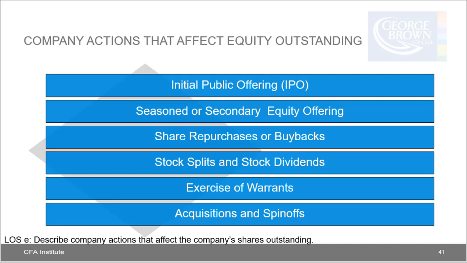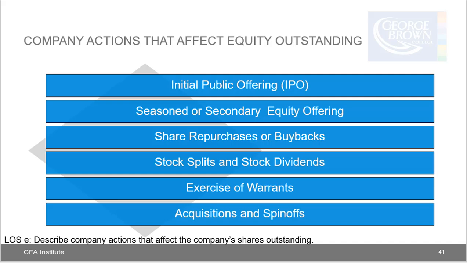Okay, so companies undertake major changes as they grow, evolve, mature, or merge with another company. Some of these changes result in changes to the number of common shares outstanding, the number of common shares currently held by shareholders. Various corporate actions can affect equity outstanding. Selling shares to the public for the first time, conversion from a private company to a public company, is referred to as an initial public offering, an IPO.